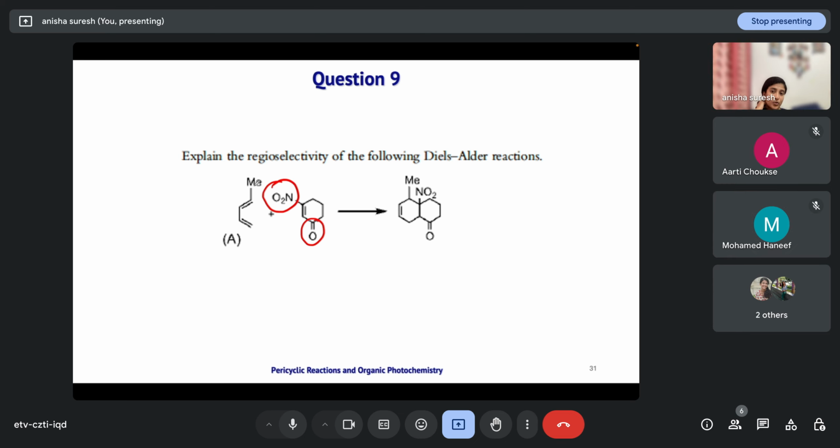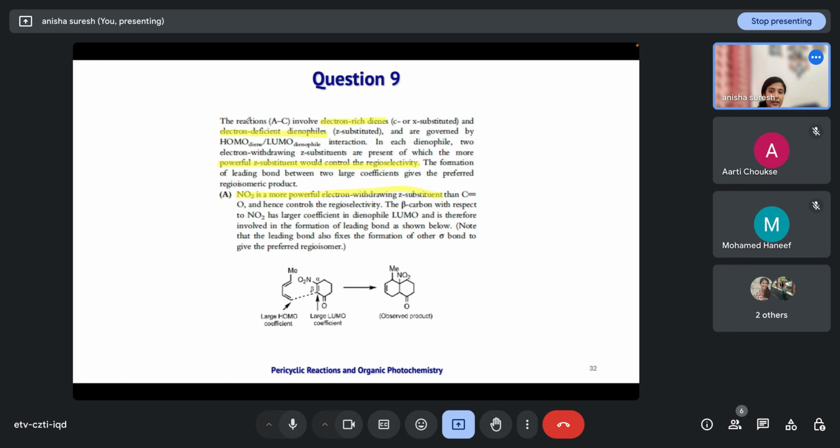So here Me will be electron donating by inductive effect. So this center will be the electron rich center of the diene. And when we are considering the dienophile, because of the presence of this nitro group, which is more electron withdrawing than the carbonyl group, this center will be the electron deficient center. So the Diels-Alder reaction will be taking place in this fashion, which will result in the formation of this final product. Okay, so the explanation is like that.